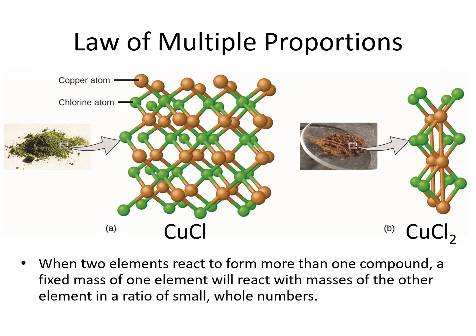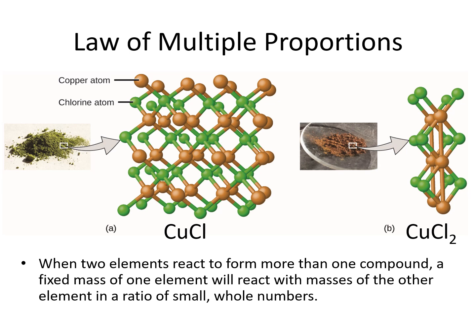The law of constant composition deals with the masses in samples of one type of compound. The law of multiple proportions deals with the masses in samples of 2 or more related compounds. For example, it deals with the masses of the elements in copper 1 chloride as compared to the masses of the elements in copper 2 chloride. It tells us that when 2 elements react to form more than one compound, a fixed mass of one element will react with masses of the other element in a ratio of small whole numbers.